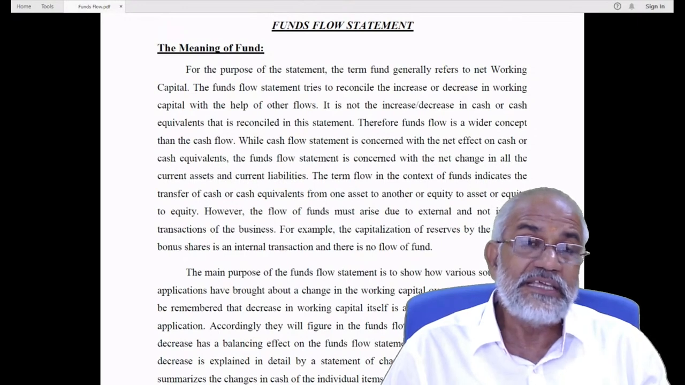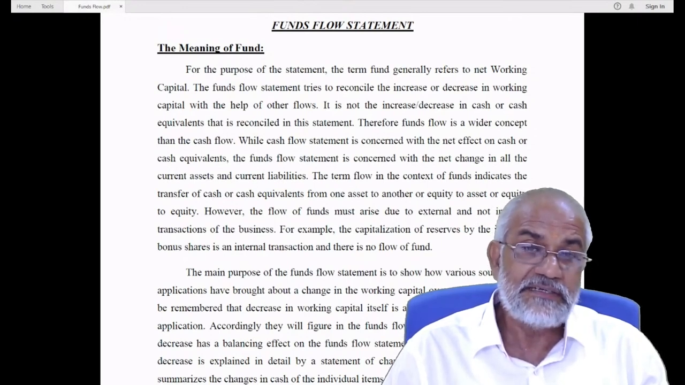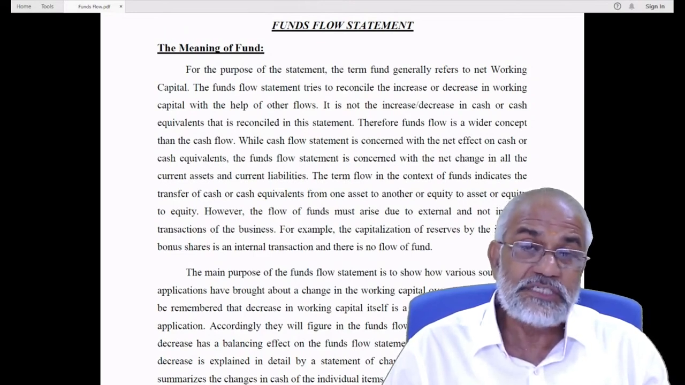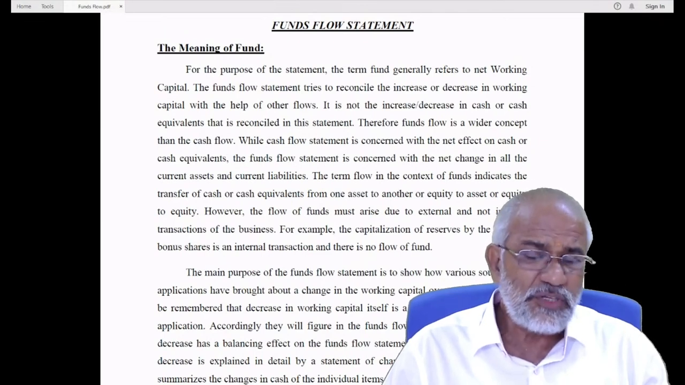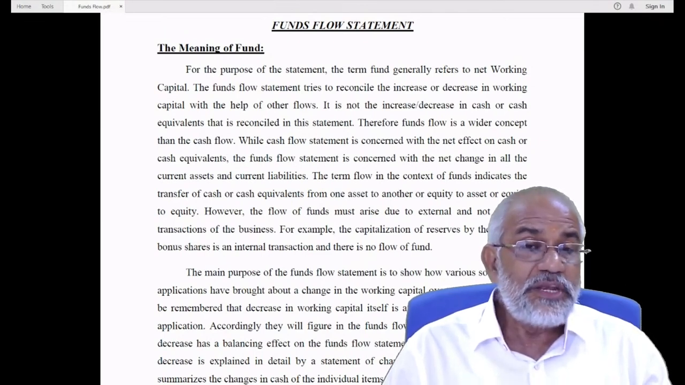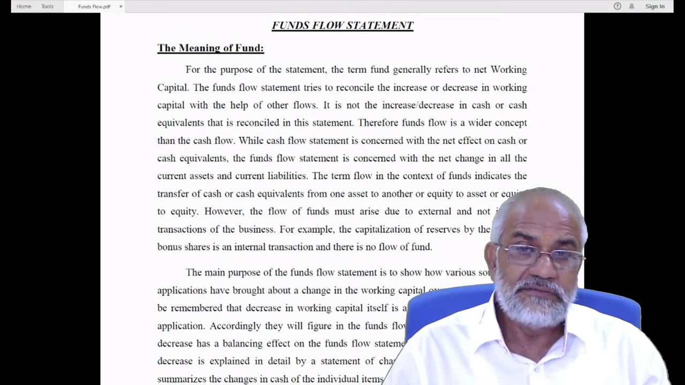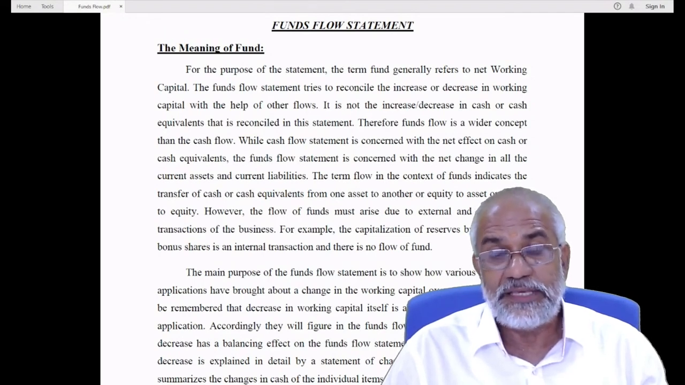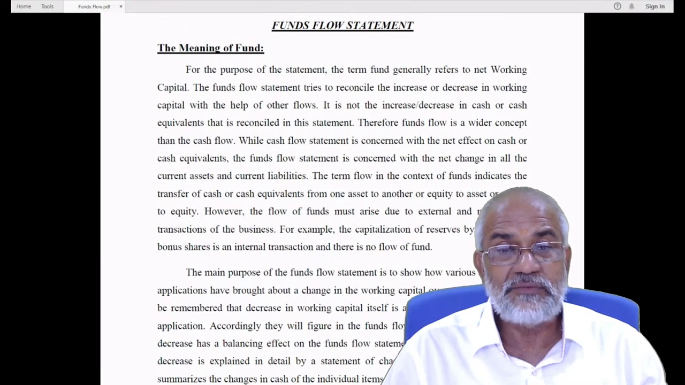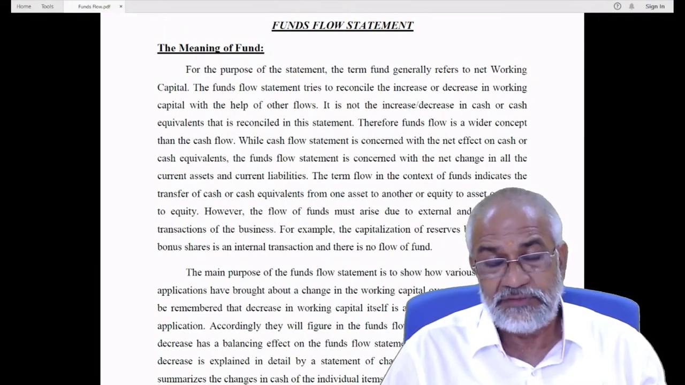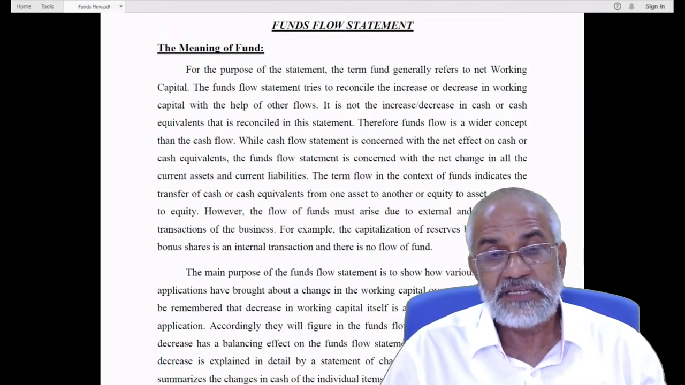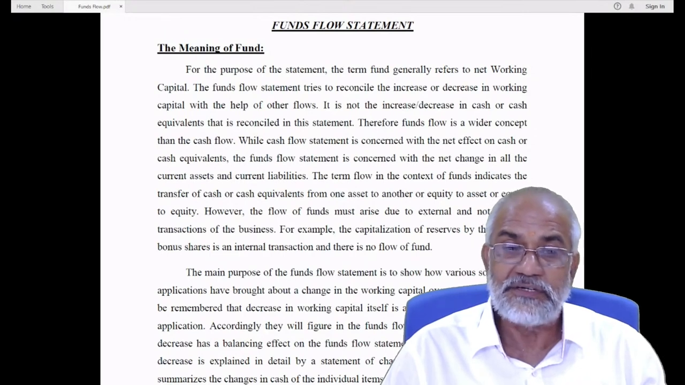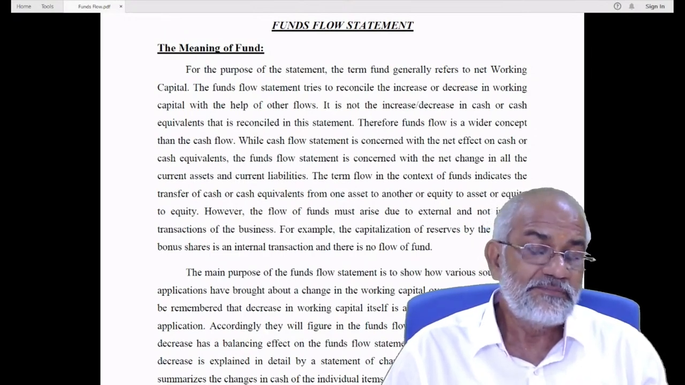So when the fund position increases due to any transaction, that is called flow of fund, and that flow of fund would be regarded as the sources of fund or positive flow of fund. On the eventuality of reduction in the fund position, that is called the negative flow of fund, or otherwise the usage or application of funds. So the flow of funds is of two types, either negative or positive. Positive flow is known as sources of funds and negative flow is known as uses of funds or application of funds. So that is about flow of fund.